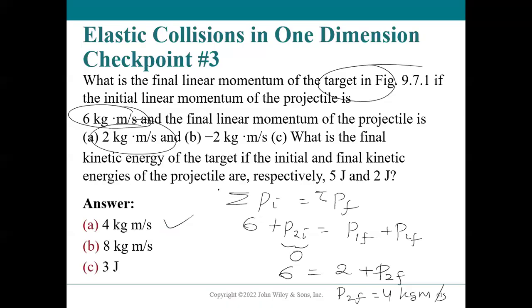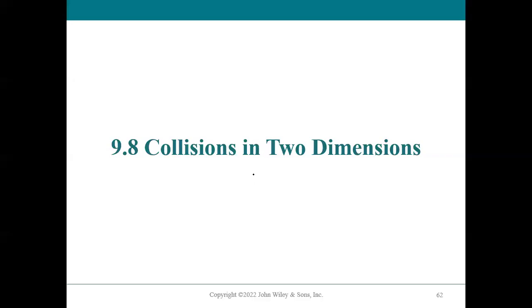And then for P1 final is minus 2, it means that it is equal to 8. And what is the final kinetic energy of the target if the initial kinetic energy is 5 and 2 joules? So we can add that the total is 3, right? Since the kinetic energy is equal at the initial and final. Then we move to the more general collision in 2 dimensions.